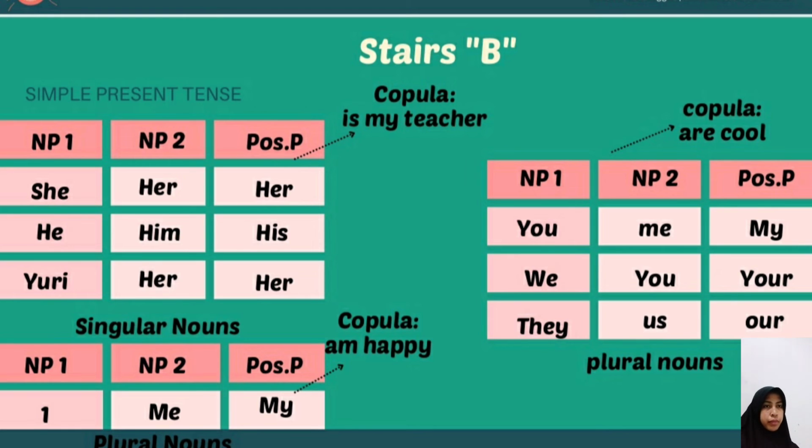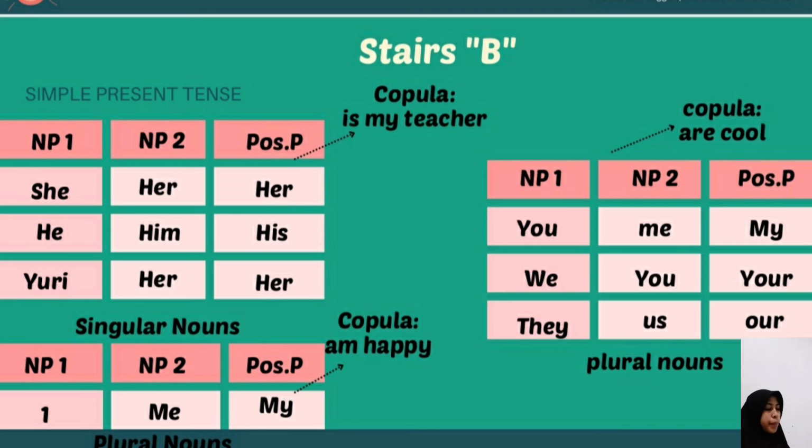And table 3 is the same as table 2 and 1. It has NP1, NP2, and post P. NP1, for example, I; NP2, me; post P, my. And copula, I am happy. And table 3 includes plural nouns.